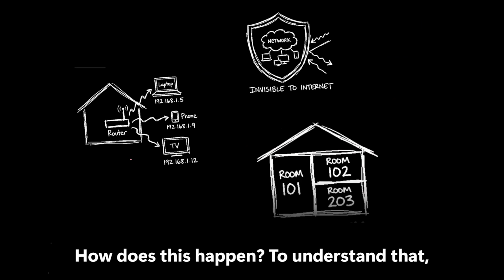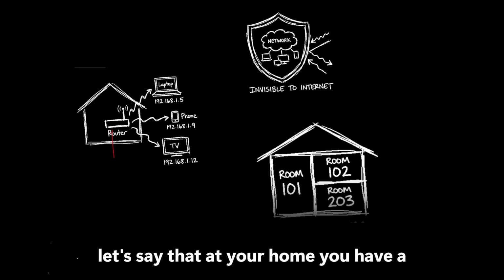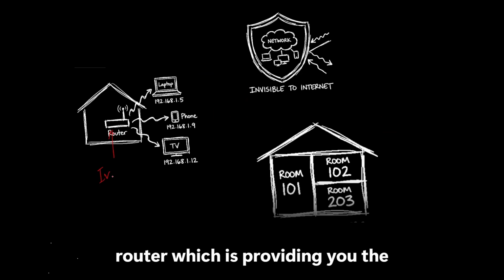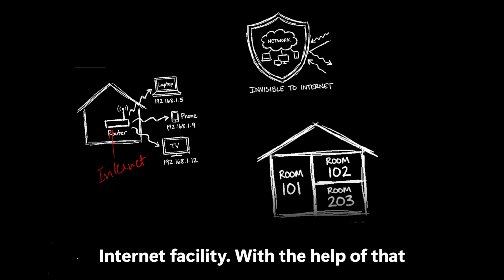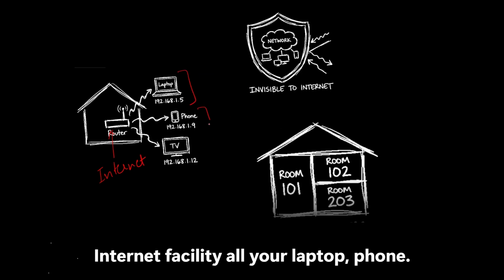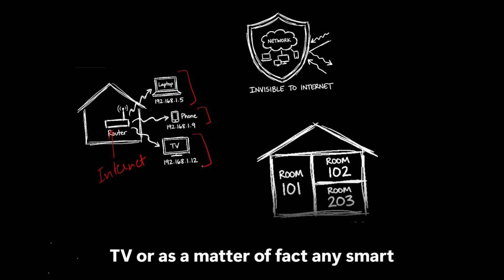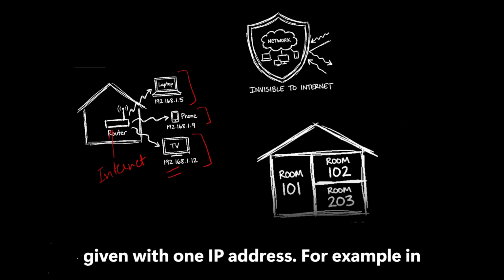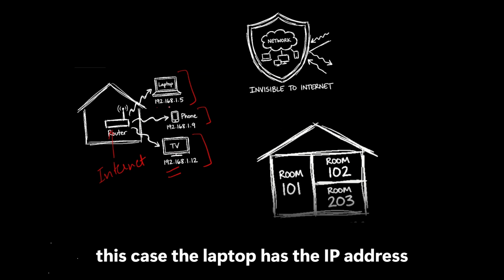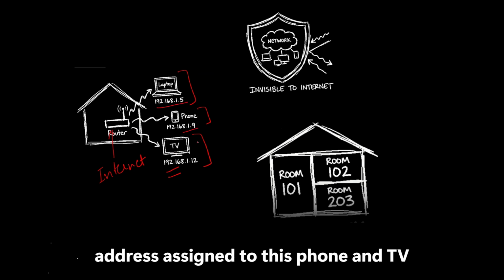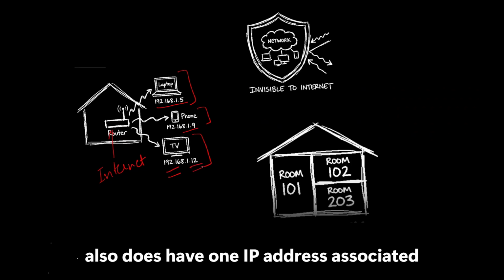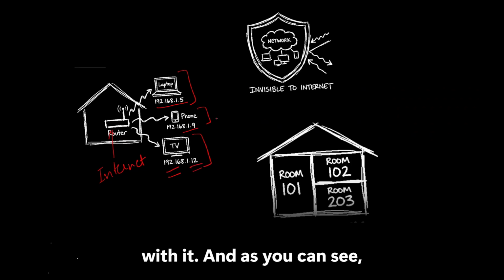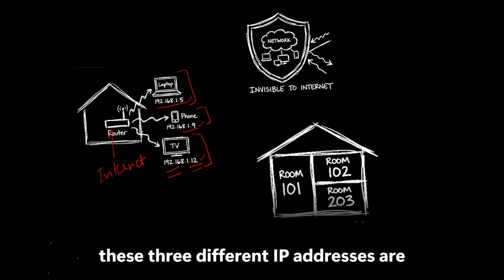To understand how this happens, let's say that at your home you have a router which is providing you the internet facility. With the help of that, your laptop, phone, TV, or any smart device you may have will be given one IP address. For example, in this case, the laptop has the IP address 192.168.1.5. Same way, one IP address is assigned to this phone, and the TV also has one IP address associated with it.